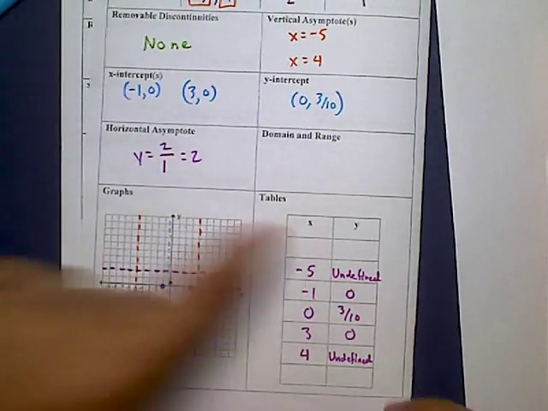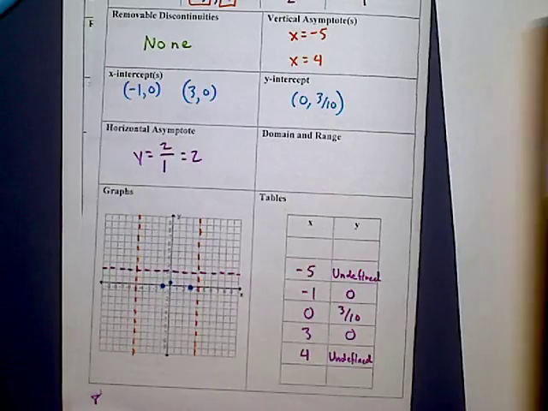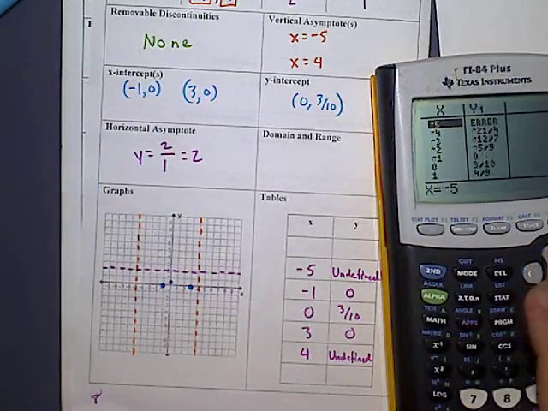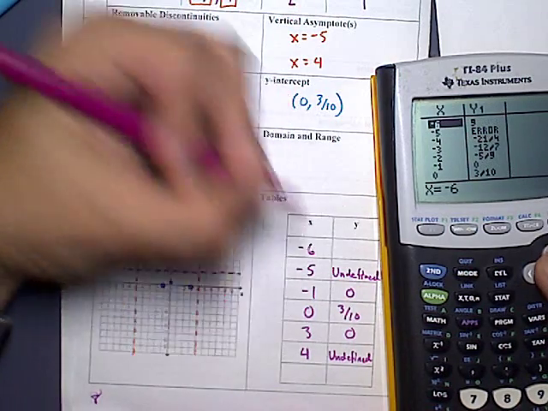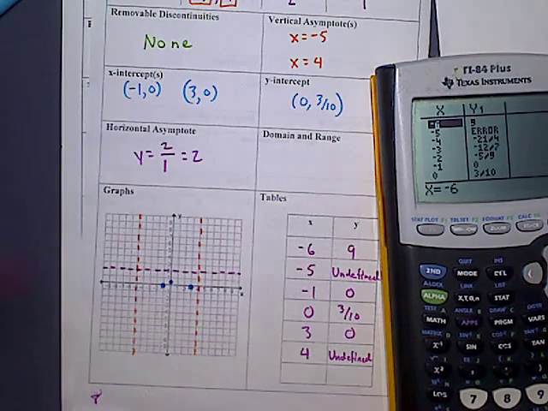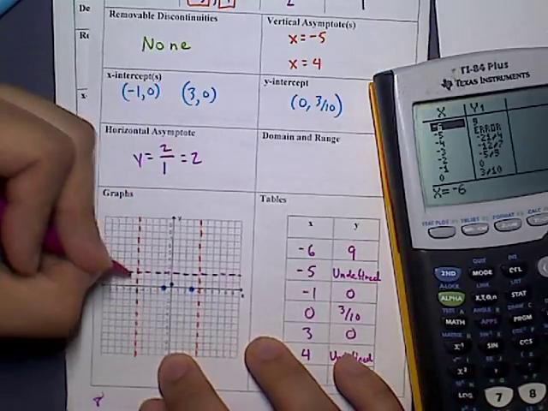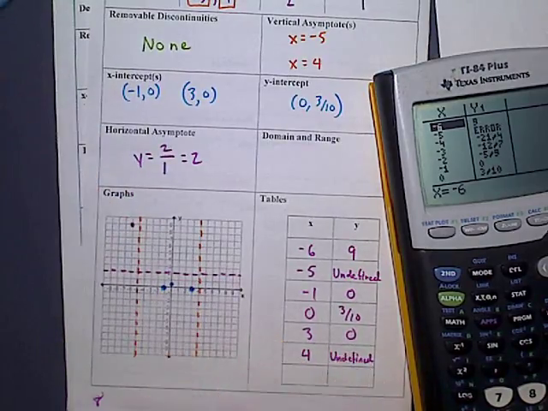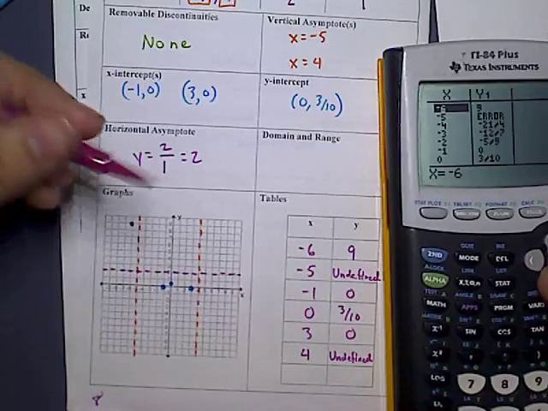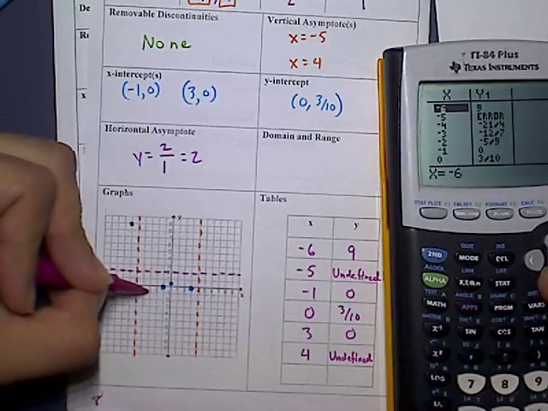Now, for a point over here on the left side, let's find out what our calculator says at -5. Sorry, not -5. Let's do -6. That gives me a 9. So I'm going to go ahead and plot that. -6 gives me 9. Let's see here. Just to plot a couple of other points, like let's try -3. We have -12 over 7.